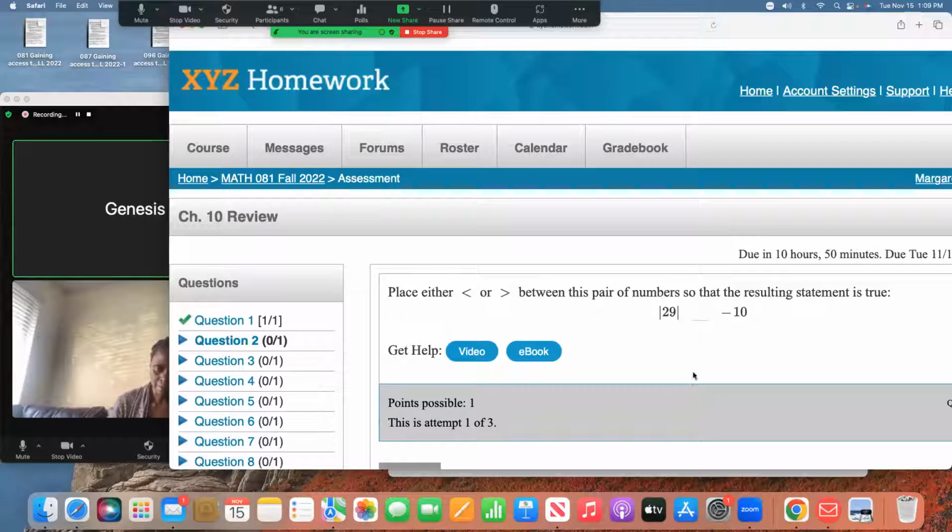Let's see, okay. So this one here, the two marks that are straight up and down are absolute value. So that means just take the number and forget about the sign. So this would be 29. This is -10. 29 is clearly greater. And so that's the correct symbol.